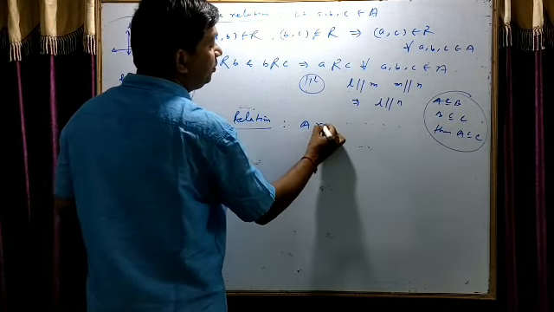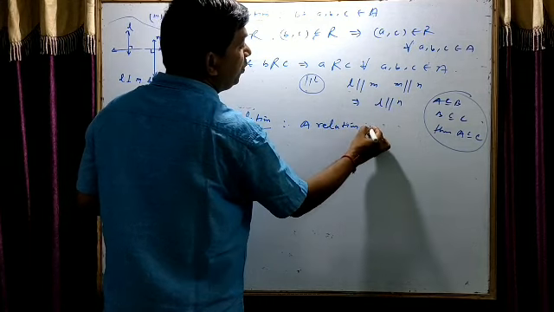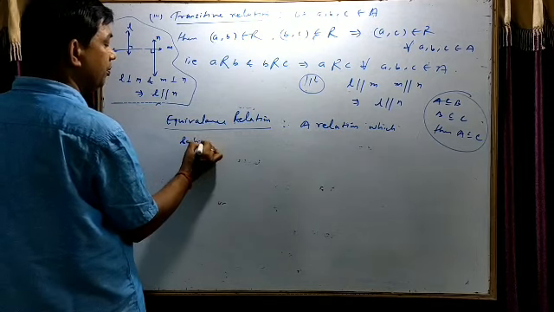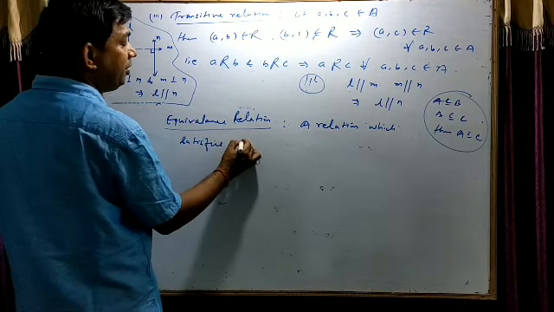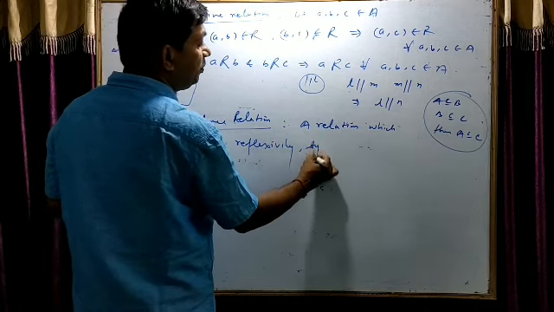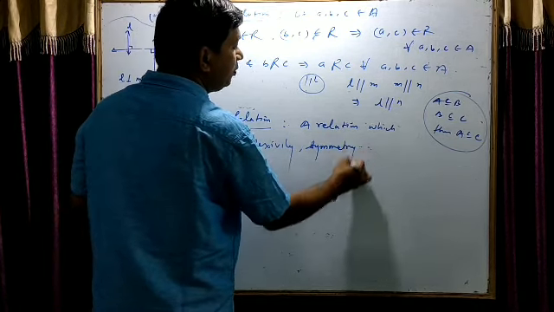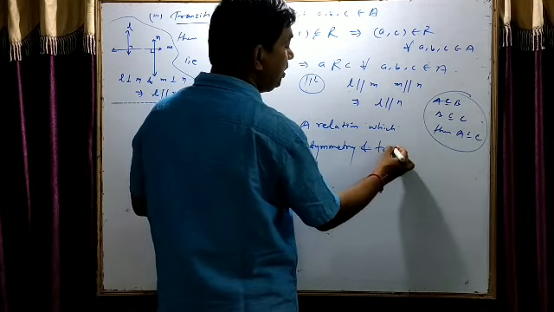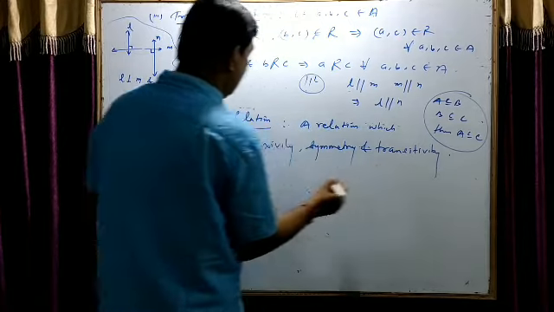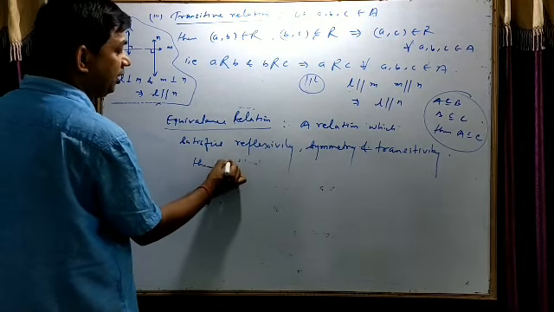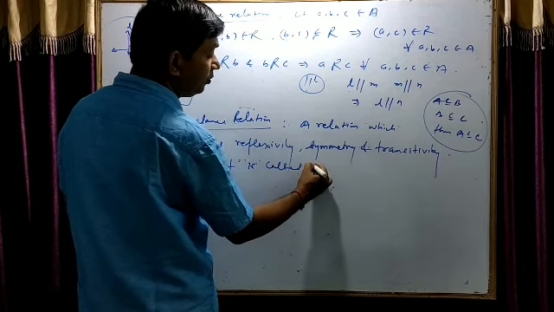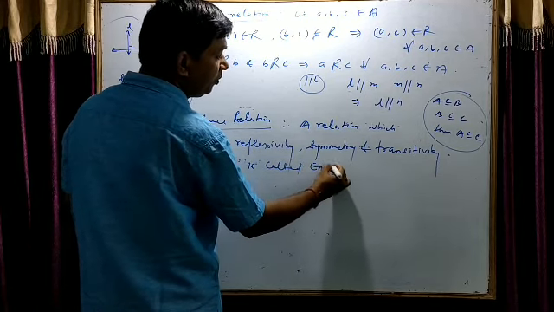Equivalence relation: a relation which satisfies reflexivity, symmetry and transitivity, then it is called an equivalence relation.